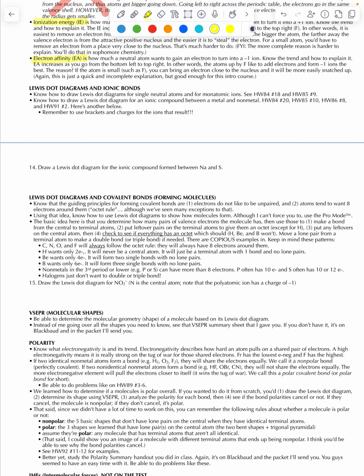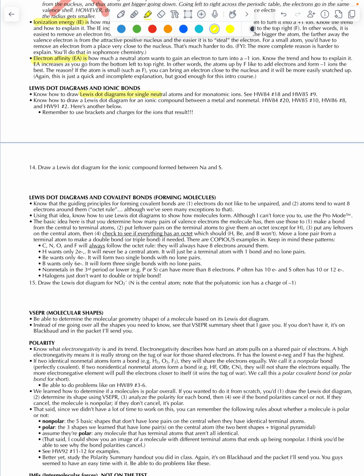Now, Lewis dot diagrams, again, you don't have to draw them. This is multiple choice, but you should be able to identify whether something is the correct Lewis dot diagram based on drawings that I provide you on the question. And we'll go over these on the homework. Again, I'm hurrying through this review sheet.